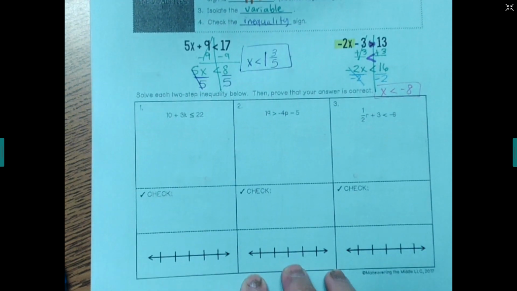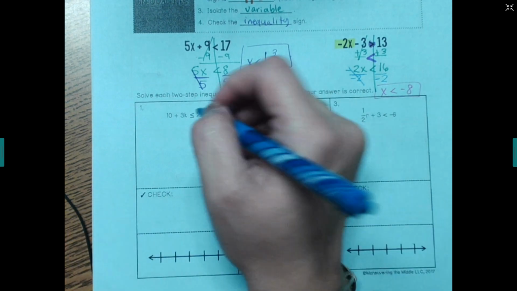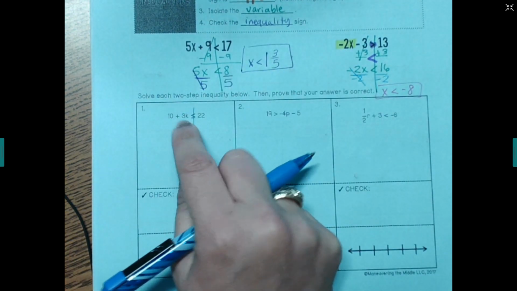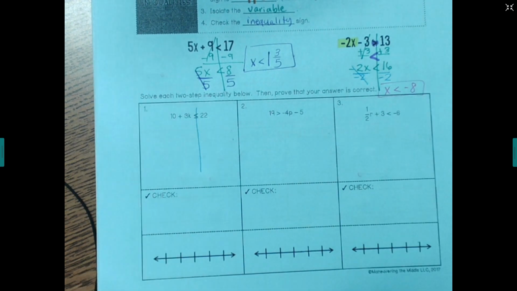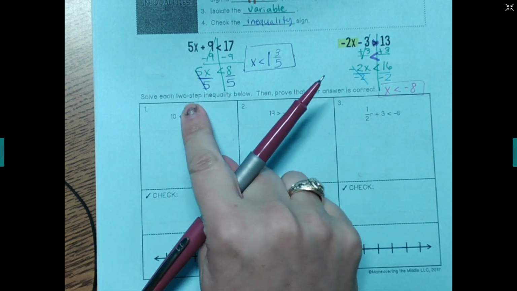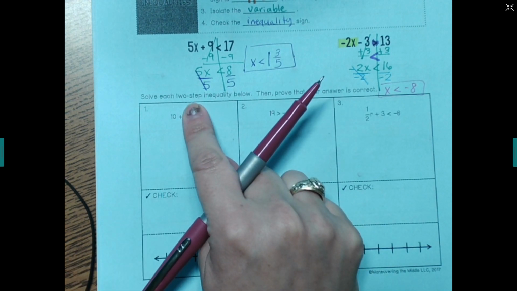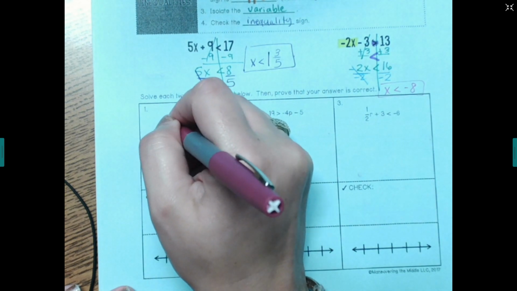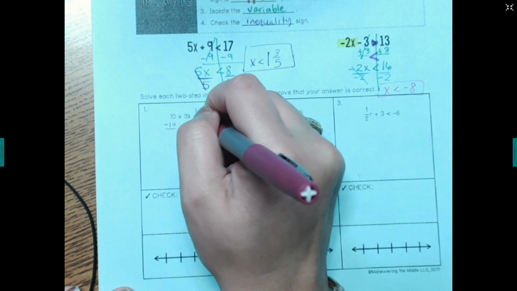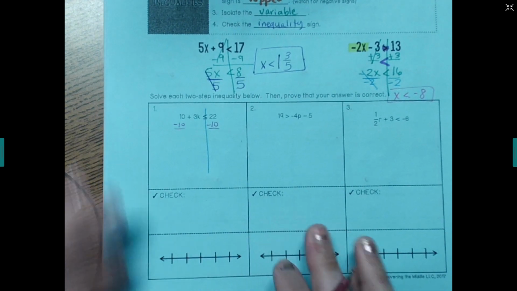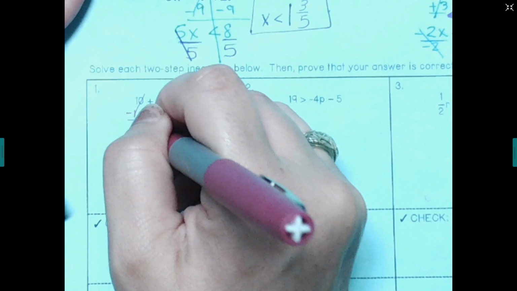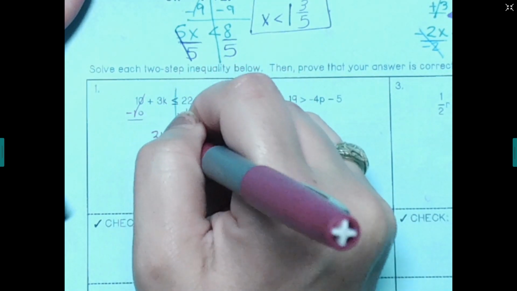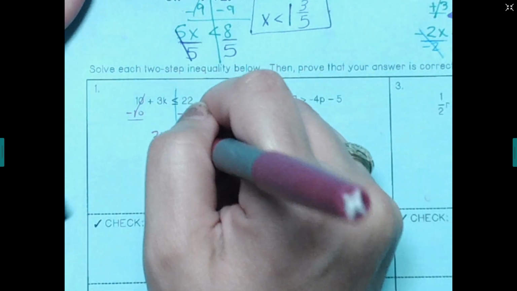All right. Below, we have number 1. Draw my line. Positive coefficient, I'm good. So let's start solving this bad boy. I want to get rid of my plain number, which is that 10. The opposite is -10. Over here, -10. 10 minus 10 cancels out, so that's 0. I'm left with 3k is less than or equal to 12.